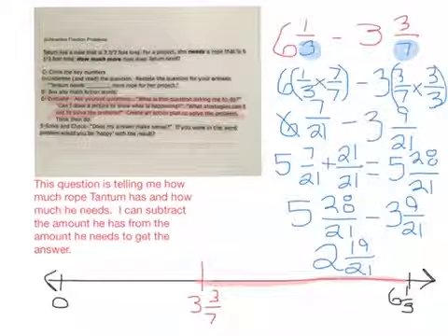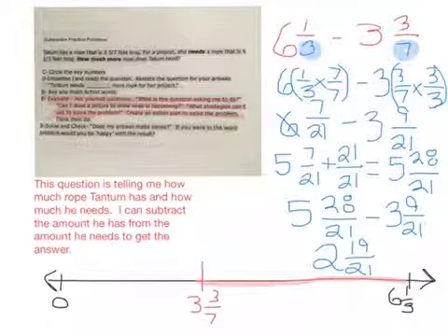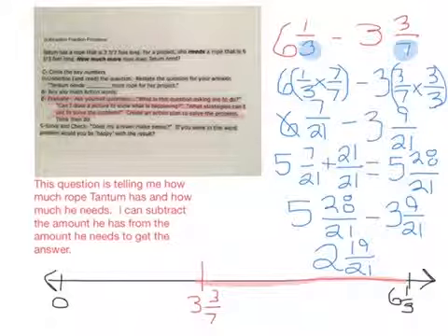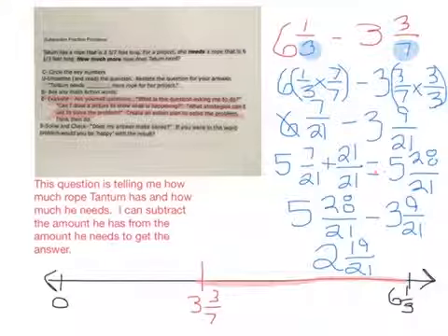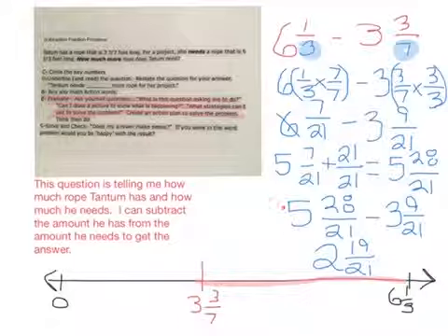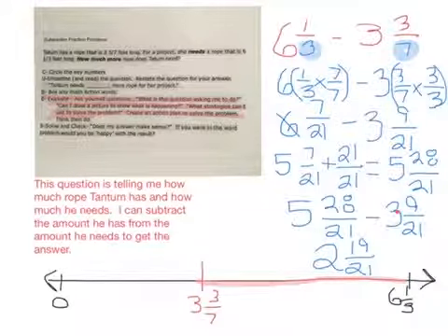So 5 and 7/21 plus 21/21 is equivalent to 5 and 28/21. Now I can subtract. 5 and 28/21 minus 3 and 9/21 is going to give me 2 and 19/21. I could also solve that problem on a number line if I wanted to.